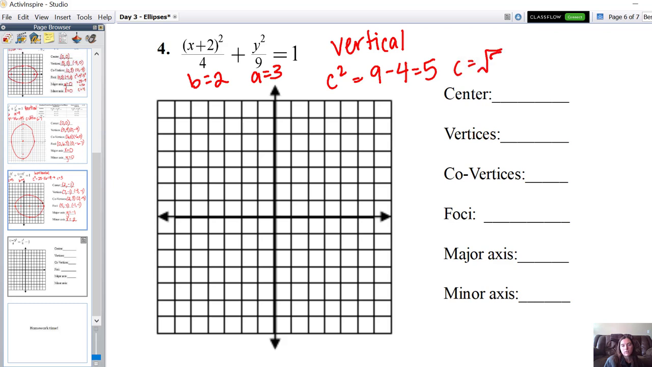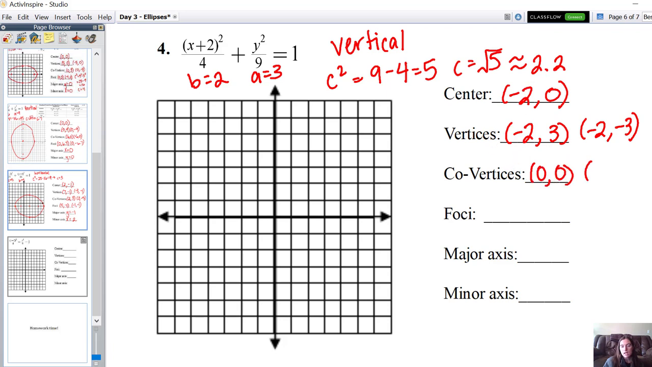We've got the square root of 5. Let's see what that is as a decimal. And I got 2.2. My center is at negative 2, 0. Since it's vertical, the vertices are changing my y value this time. So we're going to be at negative 2, 3, and negative 2, negative 3. Co-vertices change the x value. That's going to be 0, 0, and negative 4, 0. And foci, change my y value. We're at -2, 2.2, and -2, -2.2.